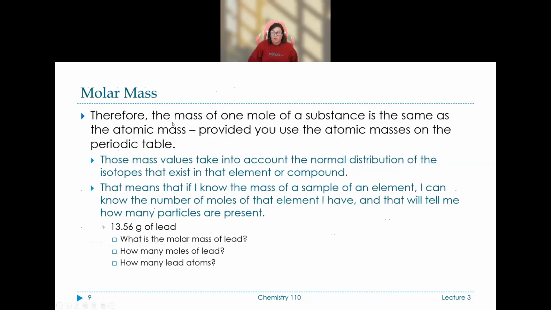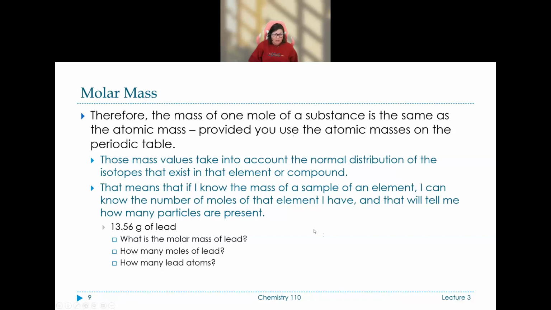Molar mass, therefore, the mass of 1 mole of a substance, is the same as the atomic mass, provided that you use the atomic masses on the periodic table. Awesome. So we can go from atomic mass units to grams per mole. It's the same number, it's just different units, okay? For most everything that we do in this class, we're going to talk about the mass in terms of grams per mole. Now, do I need to know when it is an AMU?